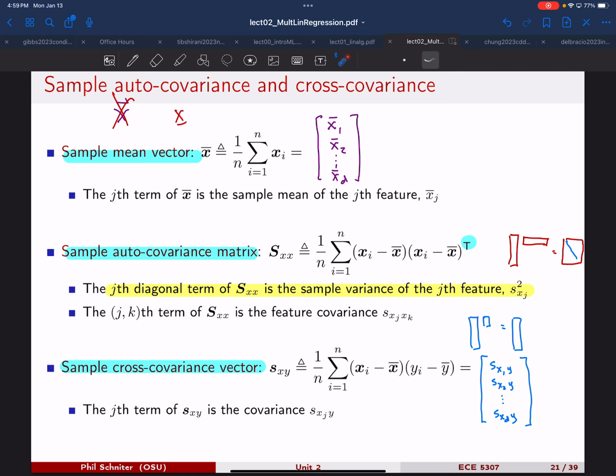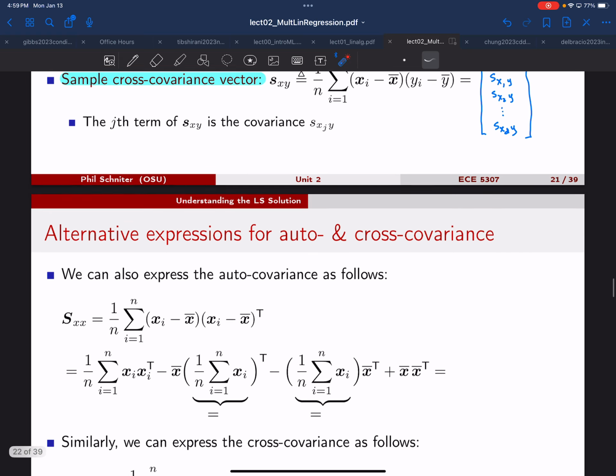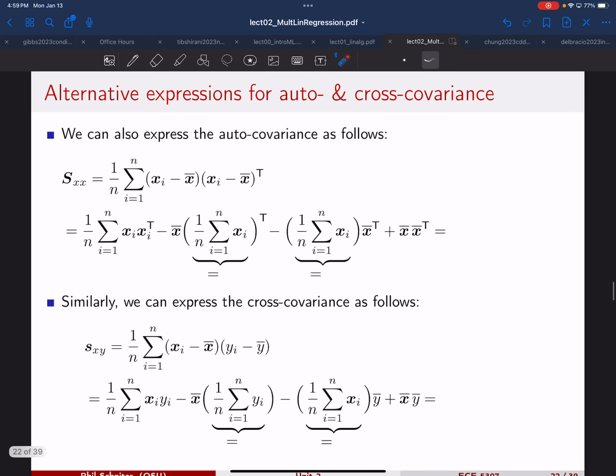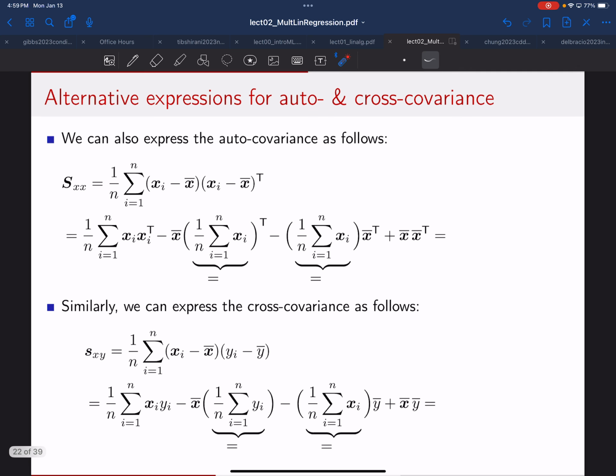Great. Any other questions? Okay. So let me show you some other expressions that are useful because they come up in derivations quite often.